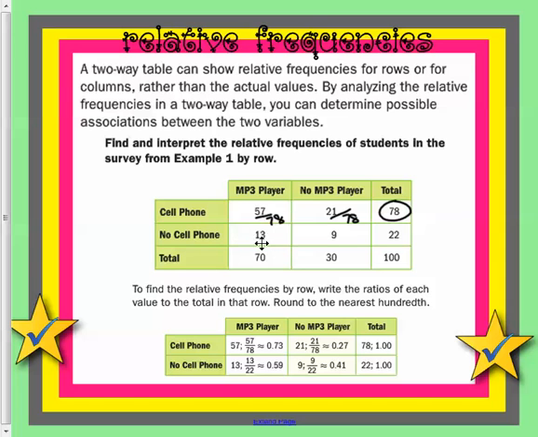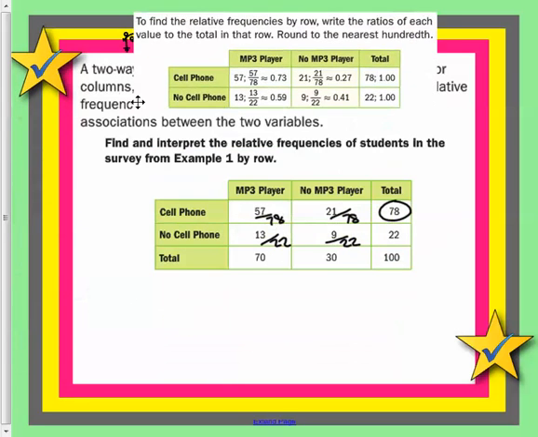Down here, people with no cell phones, out of 22, that have an MP3 player happens 59% of the time, just for the no cell phone people. And no MP3 people happens 9 out of 22 times, and that's just the no cell phone people that don't have MP3s. So that's one way that you can find those relative frequencies. I'm going to move that one up here.